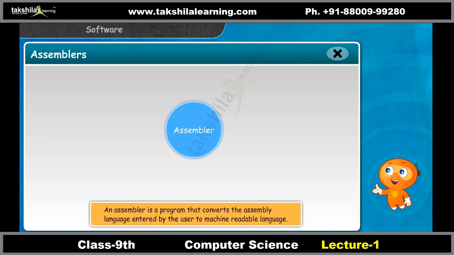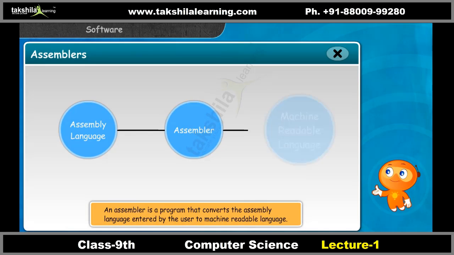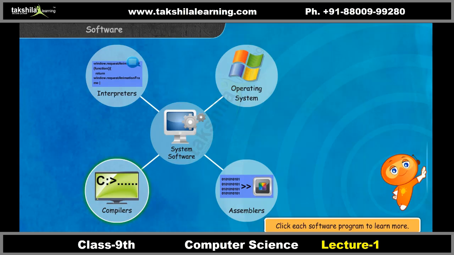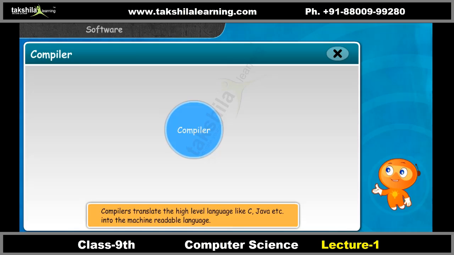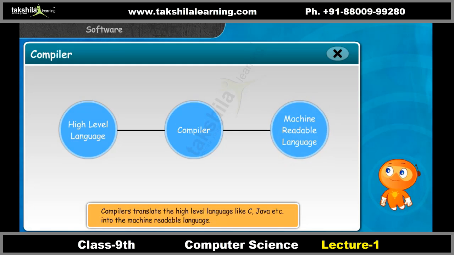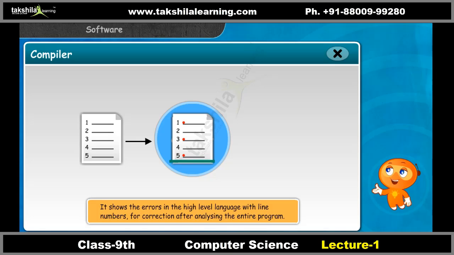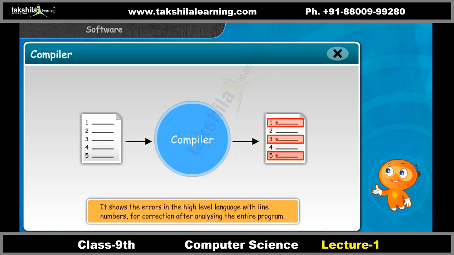An assembler is a program that converts the assembly language entered by the user to machine-readable language. Compilers translate the high-level language, like C, Java, etc., into the machine-readable language. It takes the full program in one go and checks for errors. It shows the errors in the high-level language with line numbers for correction after analyzing the entire program.